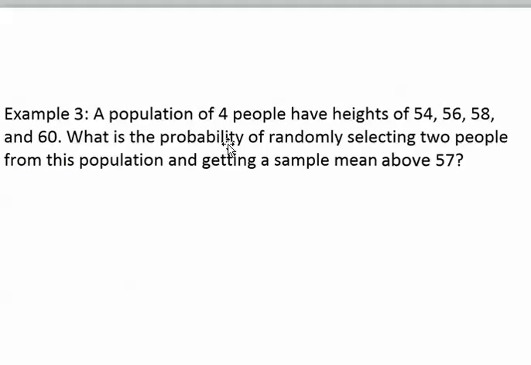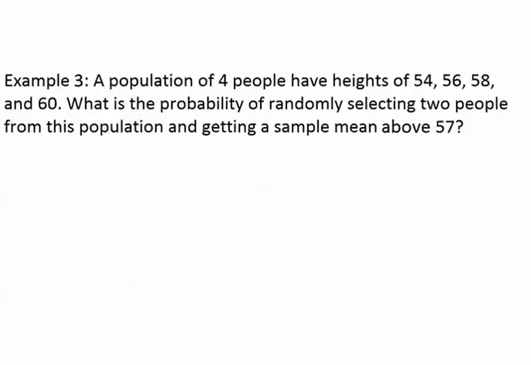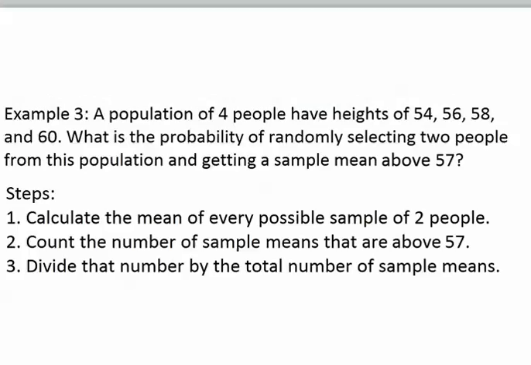In this example, we have the same population of 4 people with the same 4 heights. This time we want to know the probability of randomly selecting 2 people from the population and getting a sample mean above 57. We can follow the same 3 steps to get the answer to this question.